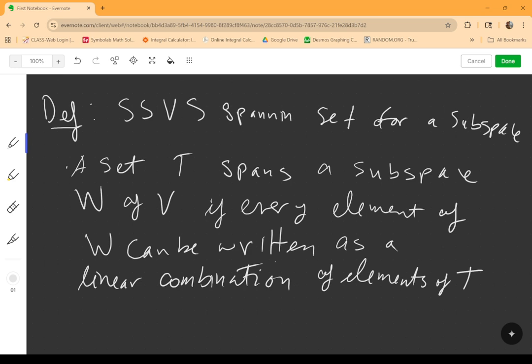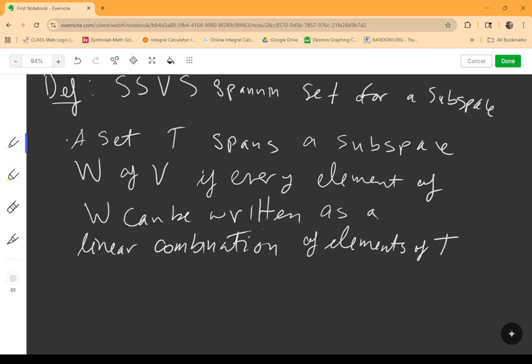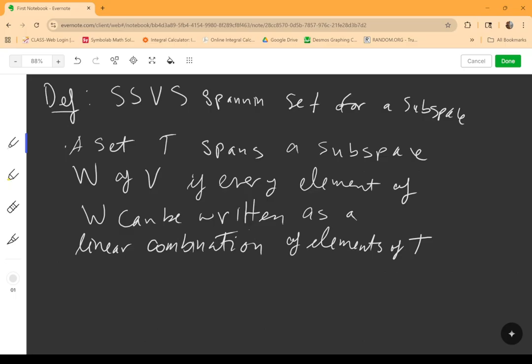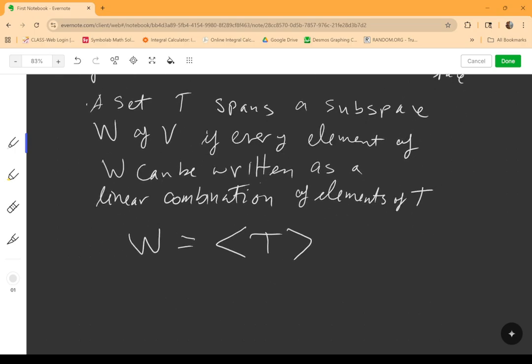Same idea as before, but now we have polynomials, matrices, functions, etc., other more abstract vectors. In other words, what we're looking for is, if W is equal to the span of T, then any vector in W can be written as a linear combination of vectors in T.